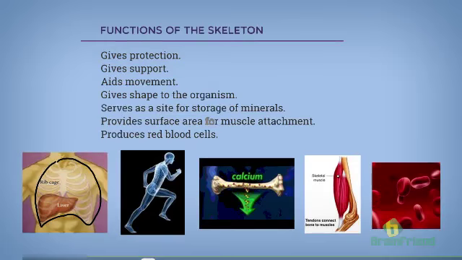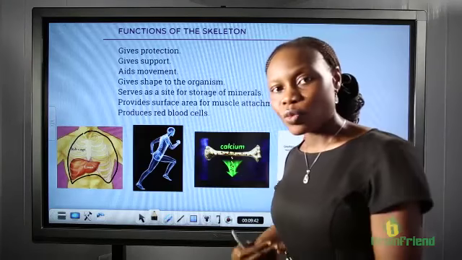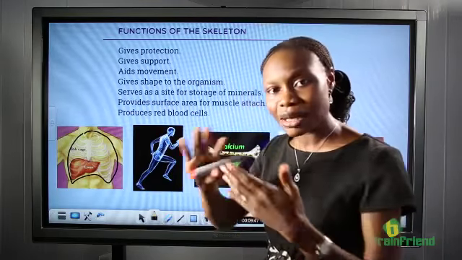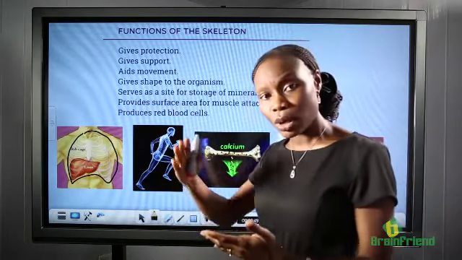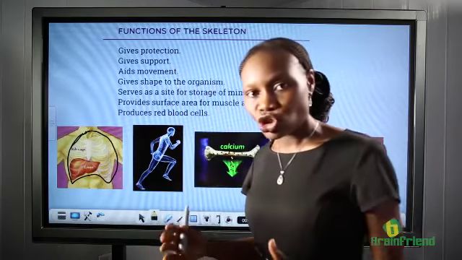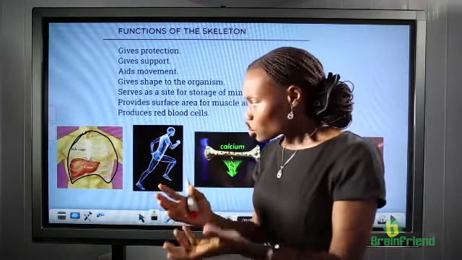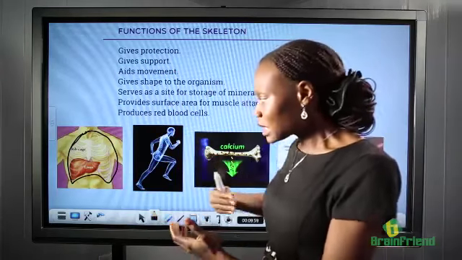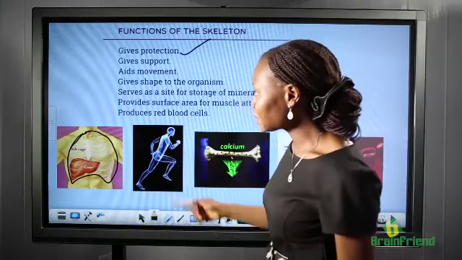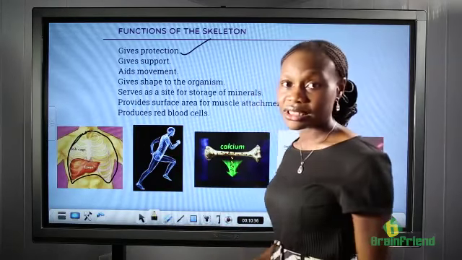Without the rib cage here, every other organ within that should actually be protected will either get damaged or won't have one issue or another. But with the presence of a structure like this, it shields it, it protects it, so the effect of that blow will not go directly to it. That's one of the functions of the skeleton. It protects delicate organs. It also gives support, it aids movement, and gives shape to the organism.